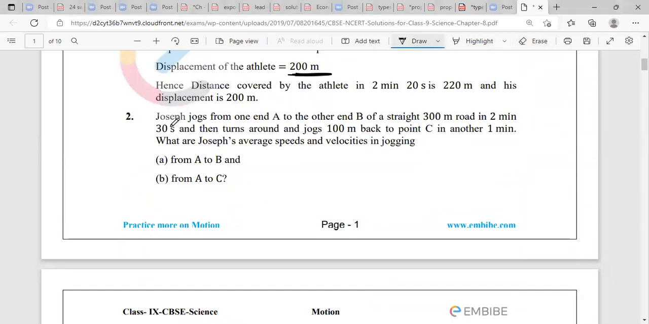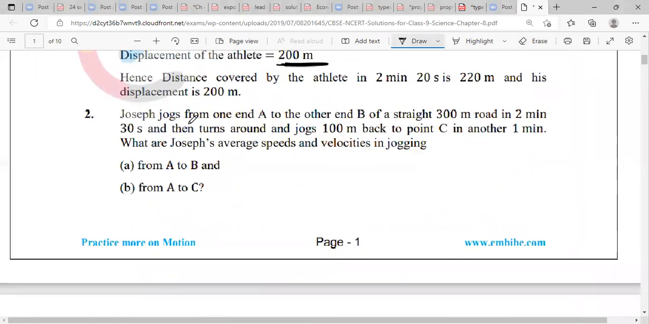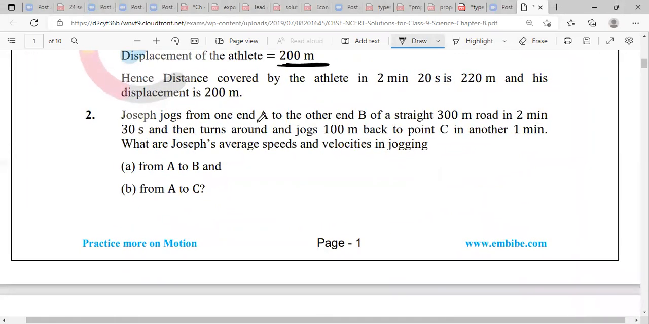Okay. So Joseph, next question: Joseph jogs from one end A to the other end B on a straight line 300 meters, and this is the distance, this is your time, right? And then turns around and jogs 100 meters back. So basically what is Joseph doing? He is moving here, right? He moved here 300 meters, but then came back only 100 meters.